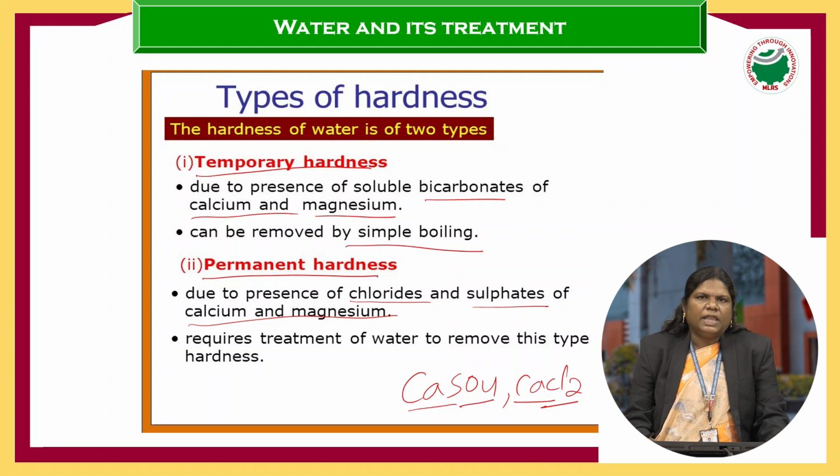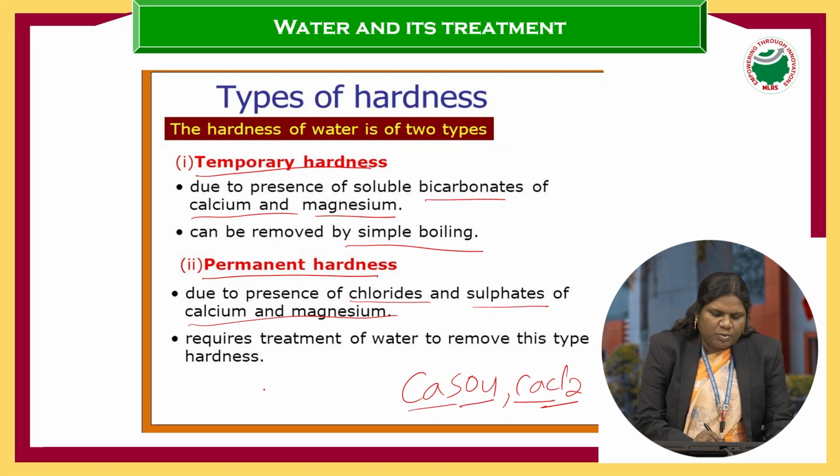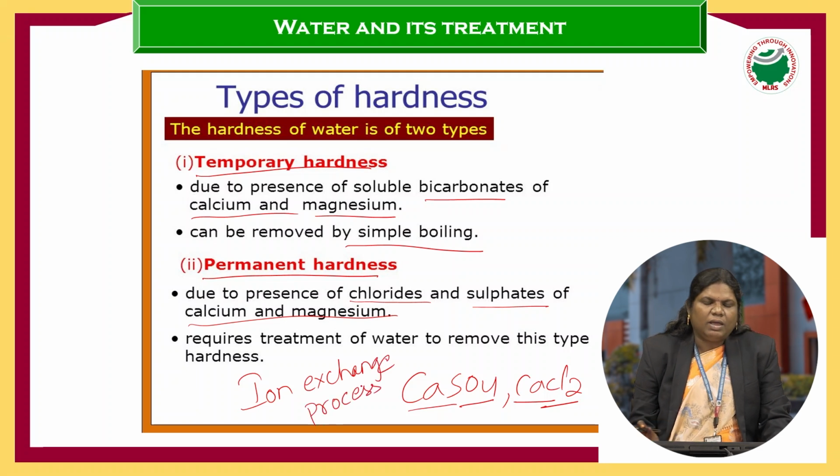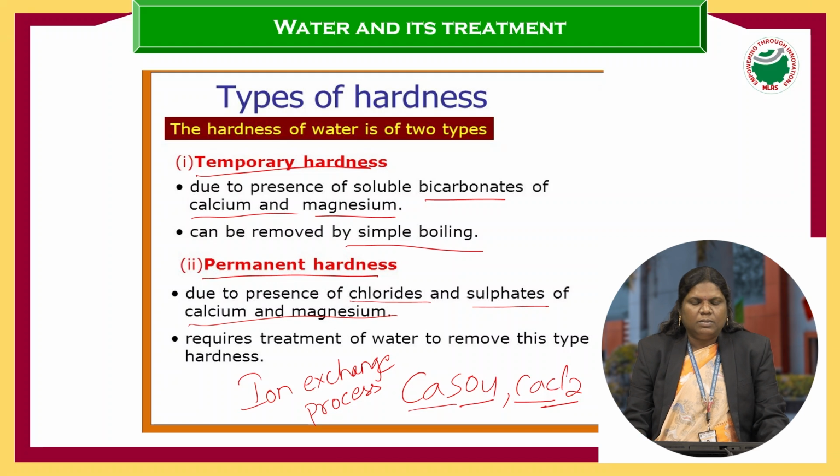The permanent hardness cannot be removed easily by boiling. It is removed by the process called the ion exchange process. It is one of the important processes by which we can remove the permanent hardness causing salts. The temporary hardness causing salts can be removed by boiling, while the permanent hardness causing salts are removed by the ion exchange method or process.